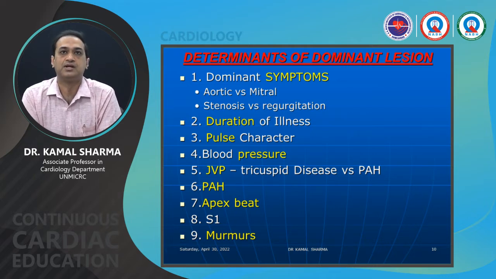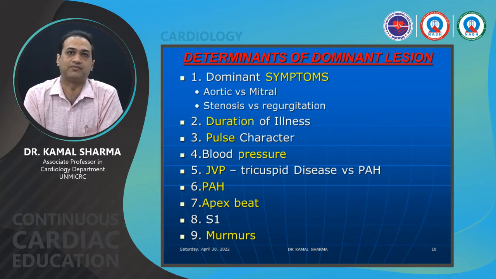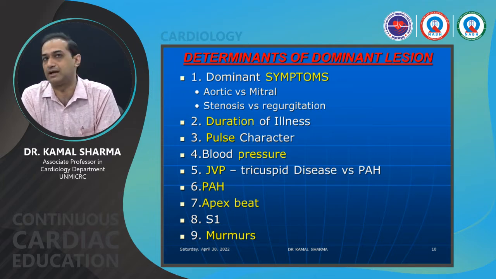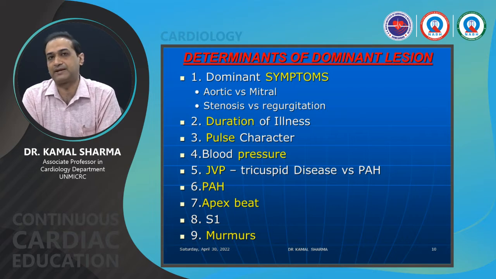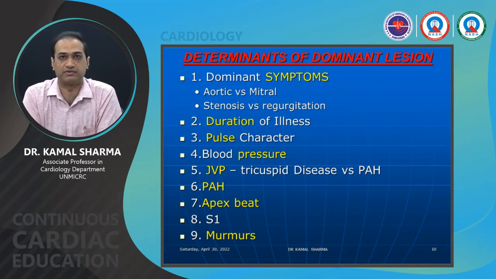JVP would help in differentiating tricuspid disease, and will also be helpful in finding out if pulmonary arterial hypertension is present or not. If pulmonary arterial hypertension is present, it would be a finding suggestive of mitral stenosis or a mitral valve disease, or of patients with associated tricuspid valve disease. The characteristic of the apex beat, whether it's down and out, only out, or non-displaced, would also help in determining what kind of lesion we are dealing with.